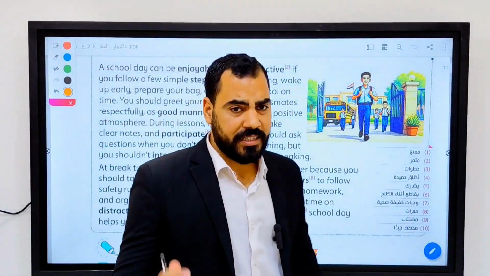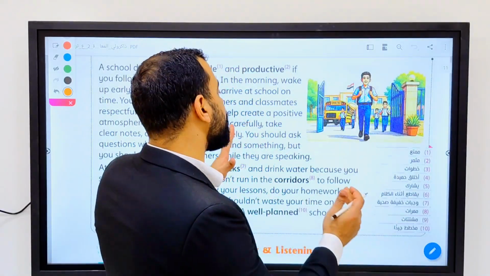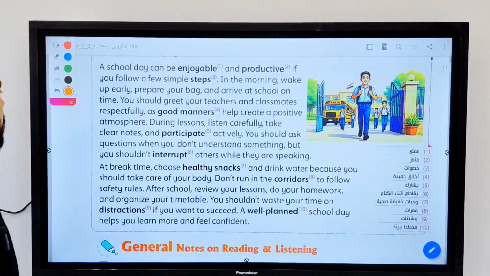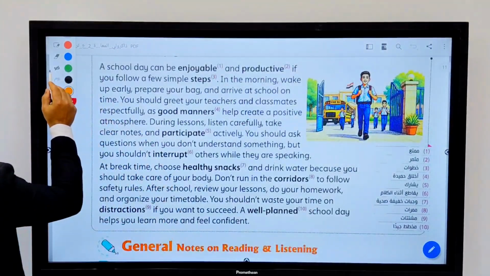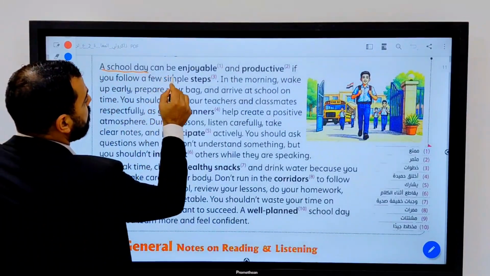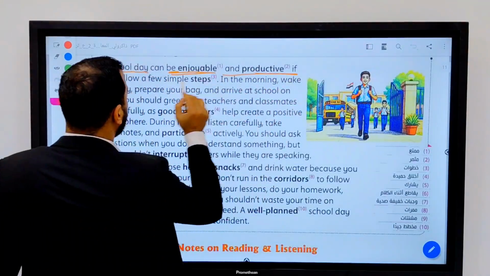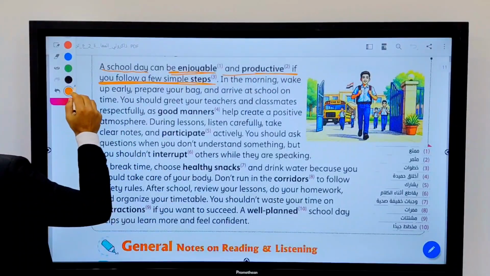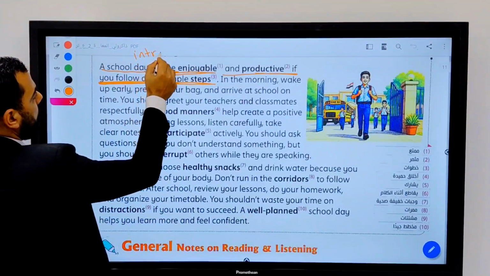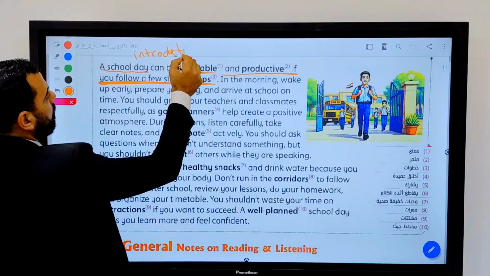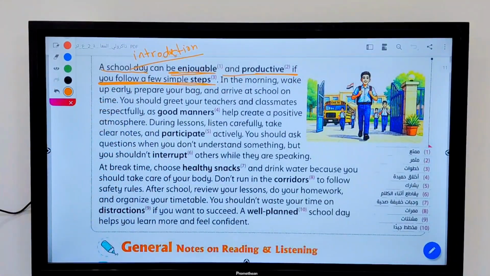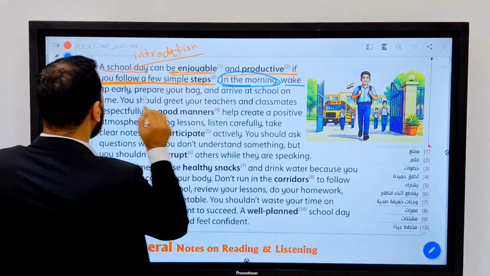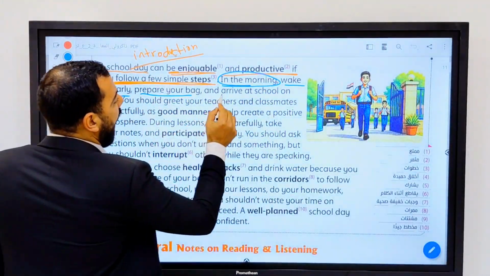Okay, so this text is amazing. You can find a paragraph topic about your school day or your typical school day. So let's read it again, I'm sorry. A school day can be enjoyable and productive if you follow a few simple rules. This is called the introduction. Excellent.